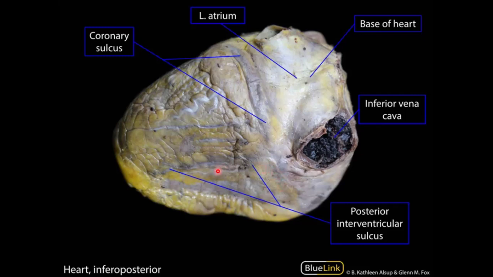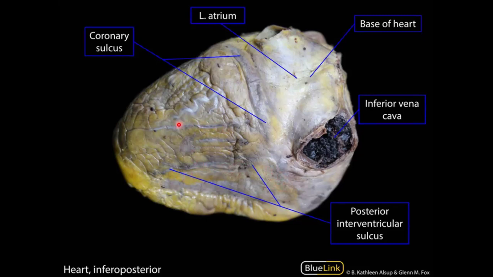Okay, so the posterior interventricular artery determines coronary dominance. Okay, so if it comes from the right coronary artery, that heart is said to have right coronary dominance. If it comes from the left, which happens in minority of the cases, the heart is said to have left coronary dominance. Okay, and then another structure found there is the middle cardiac vein.